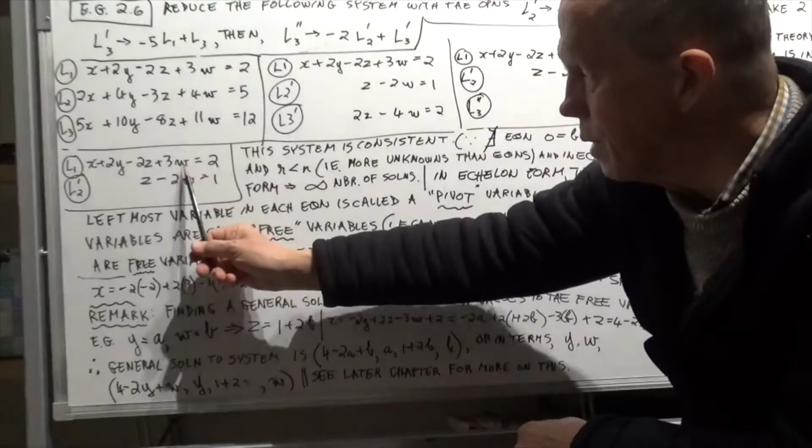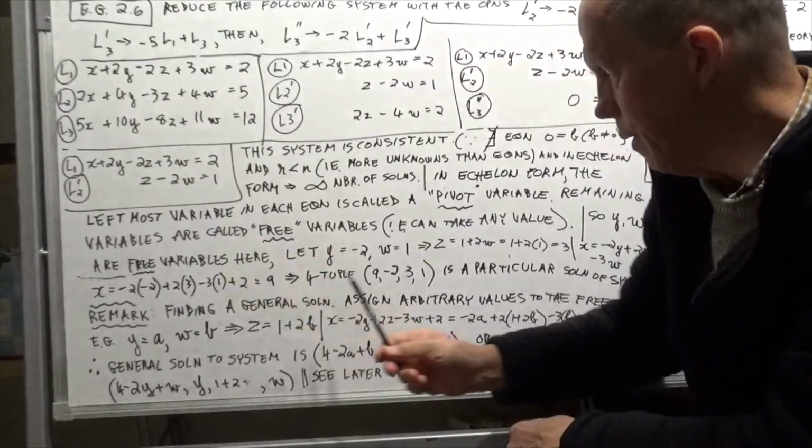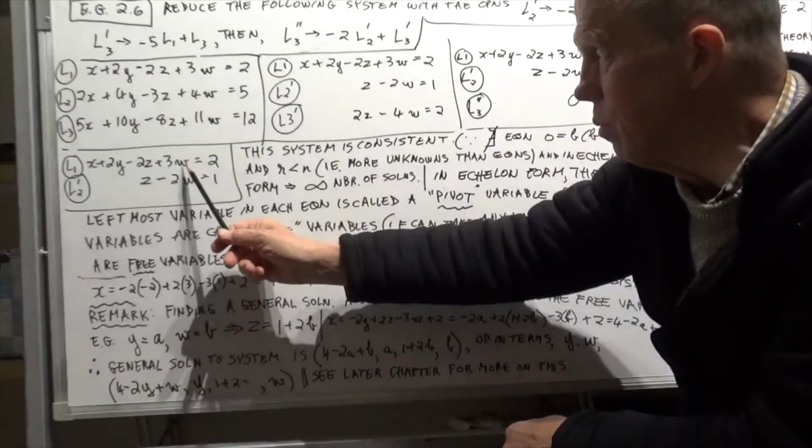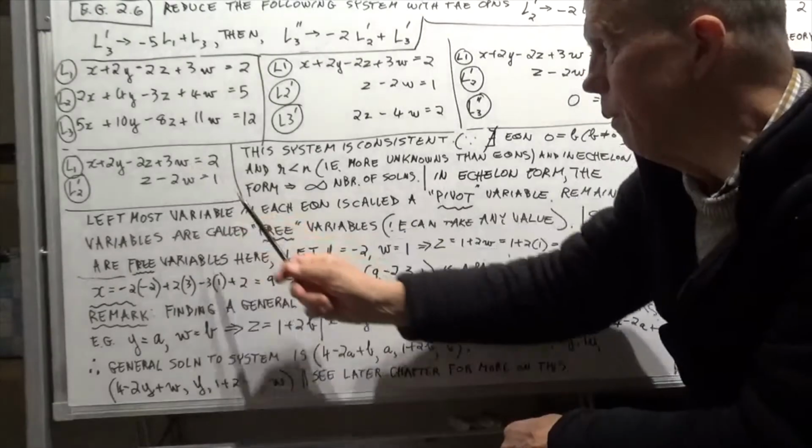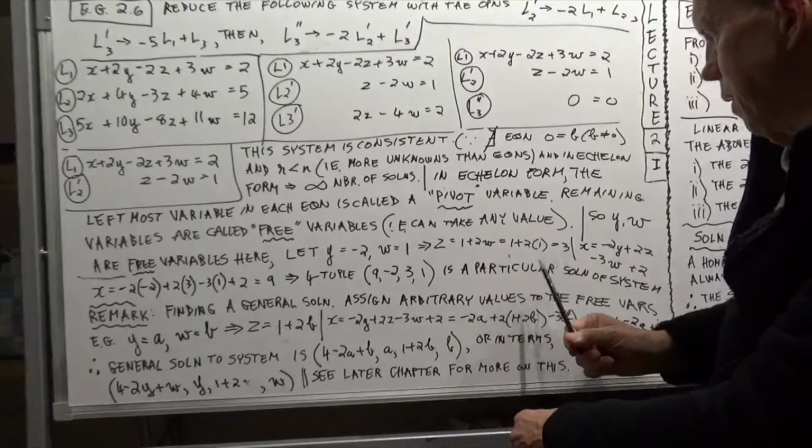So we know that's 3. We said w was 1. What did we say? So z is 3, y we know, so we can calculate what x is.